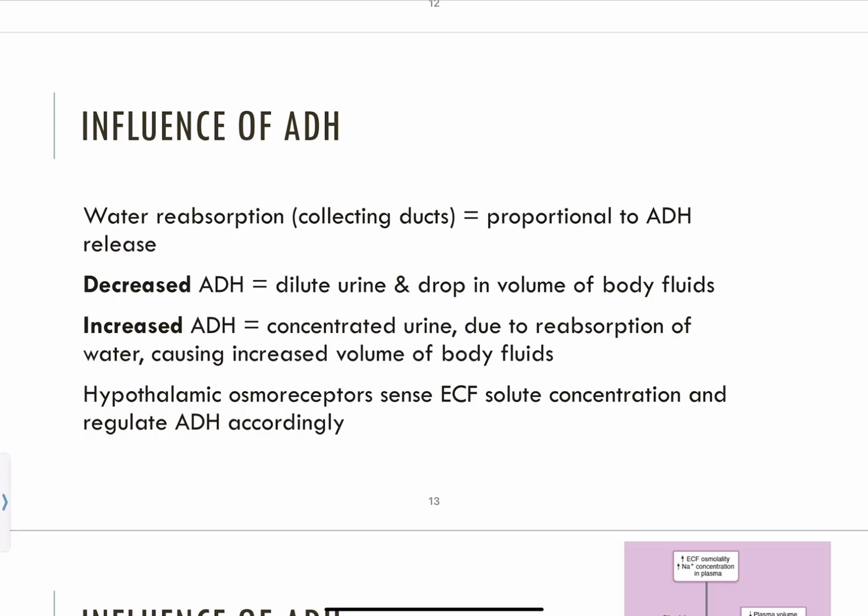If we have high ADH release, we're going to have a high number of aquaporins inserted at the distal convoluted tubule and collecting duct, which means we're going to reabsorb huge amounts of water, which means the urine that we are going to excrete from our body is going to be heavily concentrated, and we're not going to have a whole lot of volume of it.